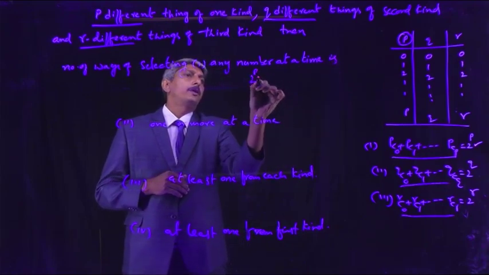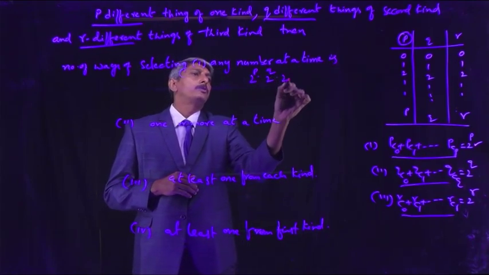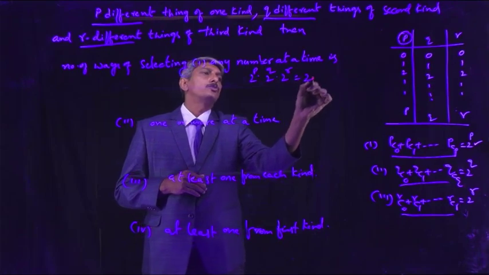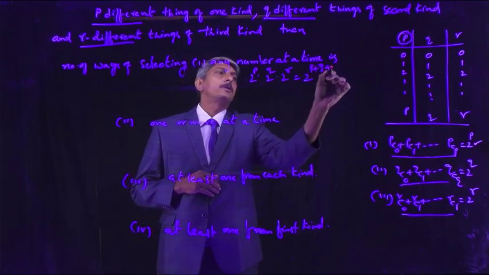2 power P into 2 power Q into 2 power R. This is 2 power P plus Q plus R.